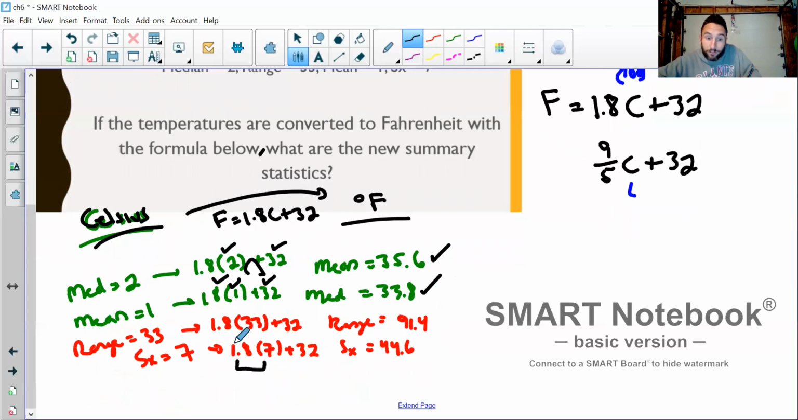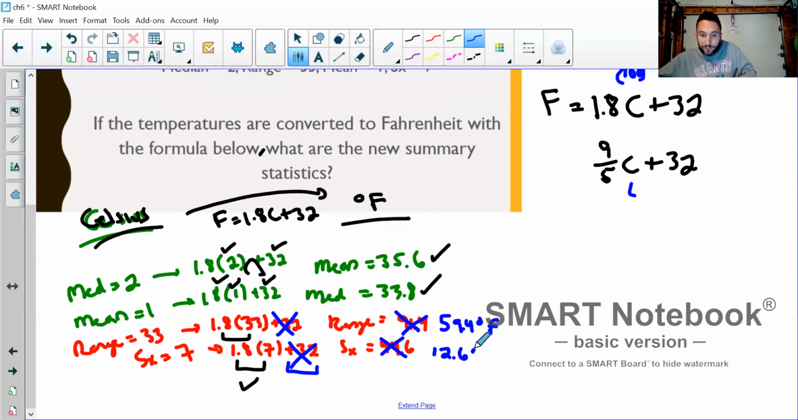Are measures of spread affected by rescaling? Yeah, they are. We figured that out. But are measures of spread affected by shifting? They are not. So if we shift a data set, that does not affect measures of spread. So these are incorrect because we should not add 32. Only the rescaling part of the formula is going to affect our measures of spread. So our range will actually be 59.4 degrees Fahrenheit, and our standard deviation will be 12.6 degrees Fahrenheit.